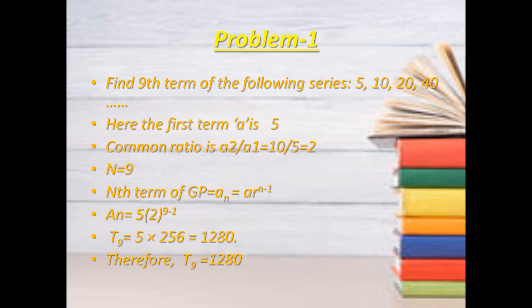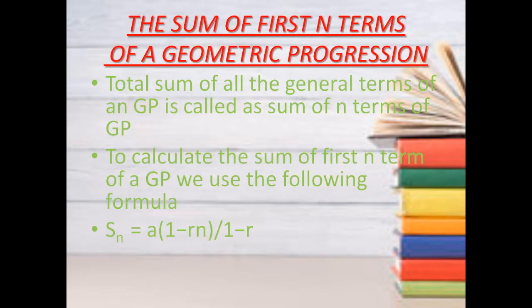Therefore the ninth term of the following series is 1280. Next, the sum of first n terms of a geometric progression. We understood what is the nth term of a geometric progression. Now the sum of first n terms of a geometric progression.